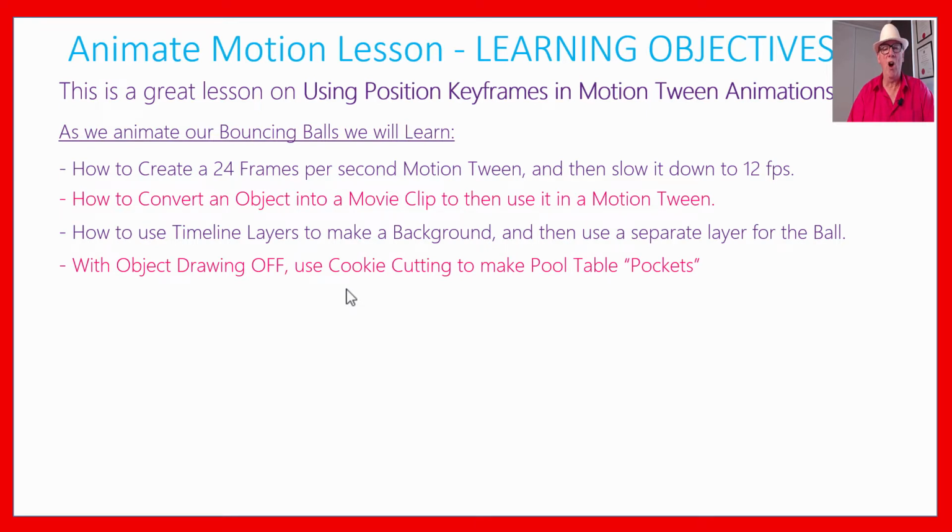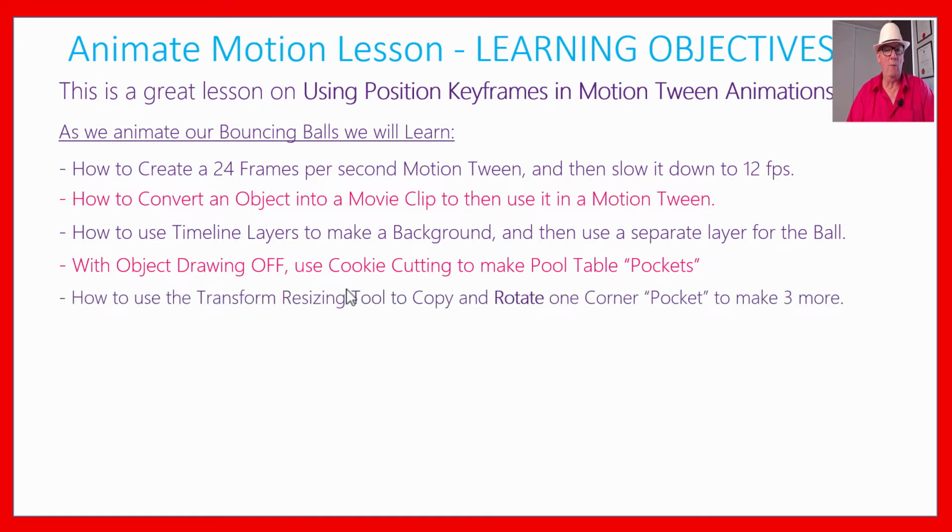With object drawing off, we'll use cookie cutter to make the pool table pocket. So that's where the previous lesson on the cookie cutter would be helpful for you. How to use the transform resize tool so we can copy and rotate pockets, and just draw one and then use it to copy and paste to make the other ones.